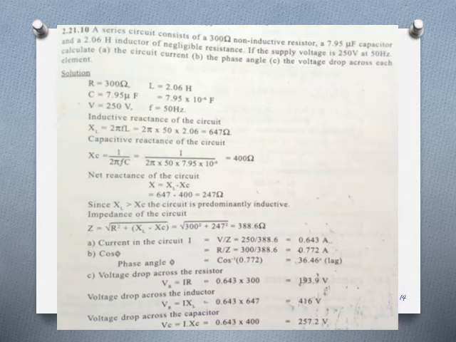Now we have to find out the voltage across each element. So voltage drop across resistor VR is IR. So multiply the current and resistance value, you will get the answer. Similarly, the voltage across the inductor, that is VL, VL is equal to IXL. So you get it as 416 volt. Then voltage drop across the capacitor, that is VC, VC is equal to IXC. So you get it as 257.2 volt.